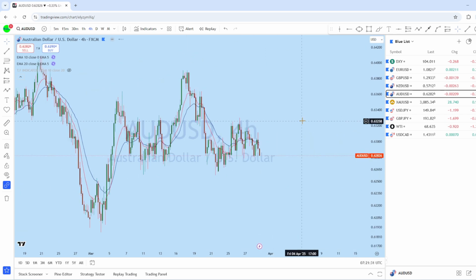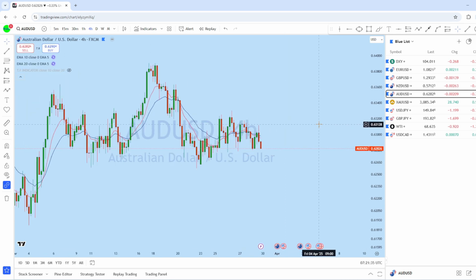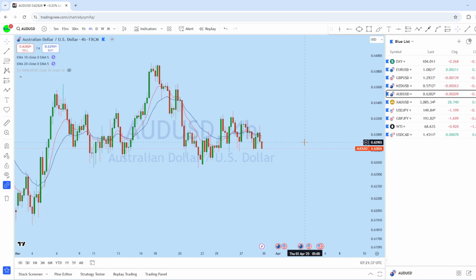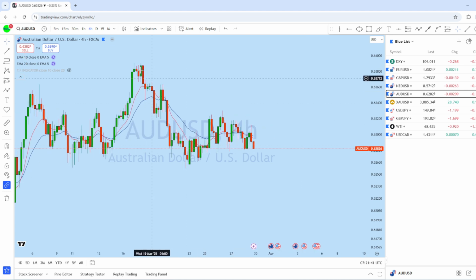Now AUD, as first day of trading week, we'll see the euro followed by AUD news coming on Tuesday. We could see that this instrument as well potentially getting volatile here.